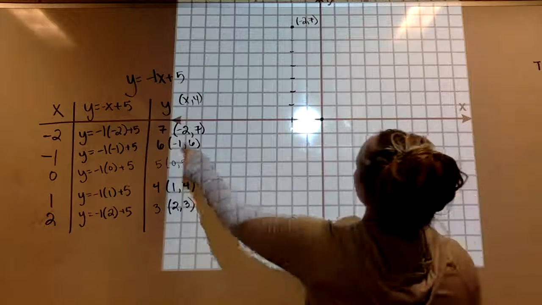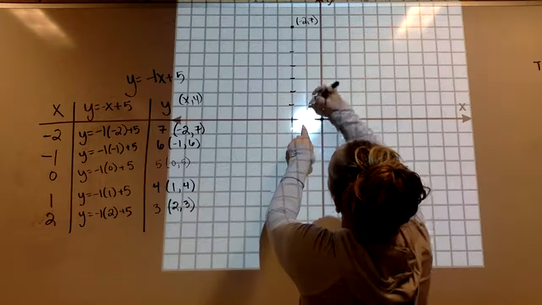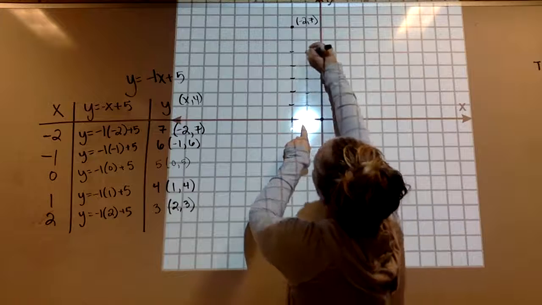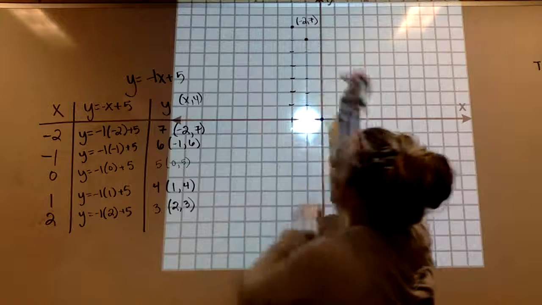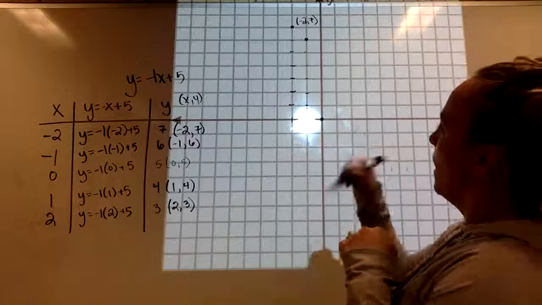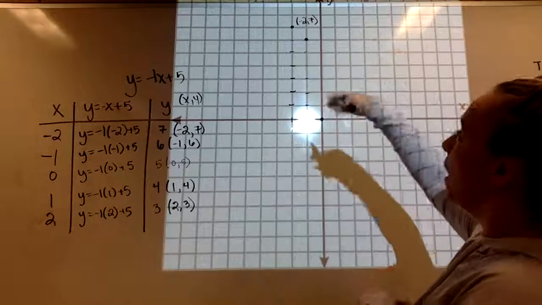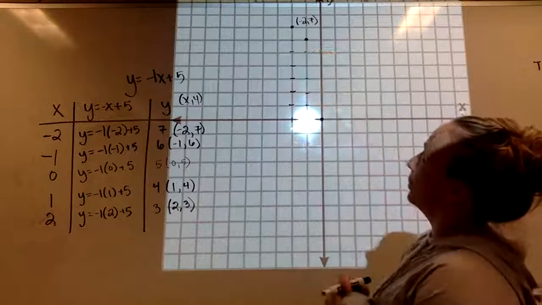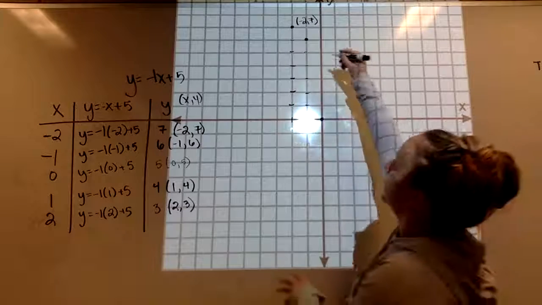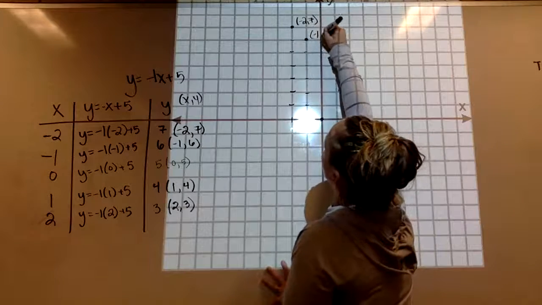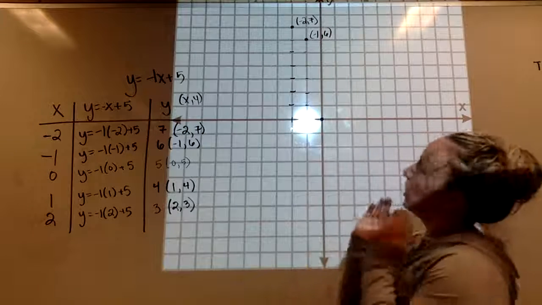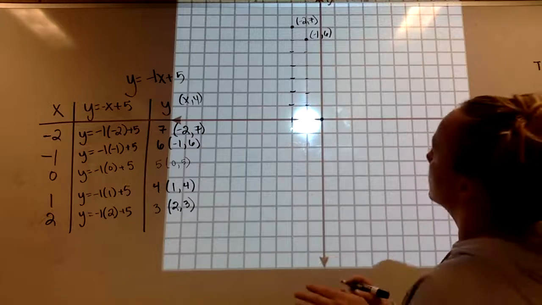I have -1, 6 next. -1, 1, 2, 3, 4, 5, 6. Notice I'm trying to keep myself really accurate. I'm literally putting little slashes on each value as I'm going up and plotting these points. And I do that so that way I can keep myself really accurate with this.